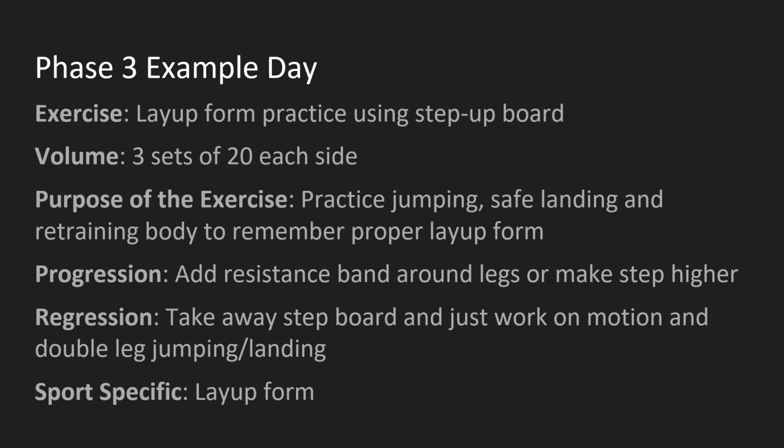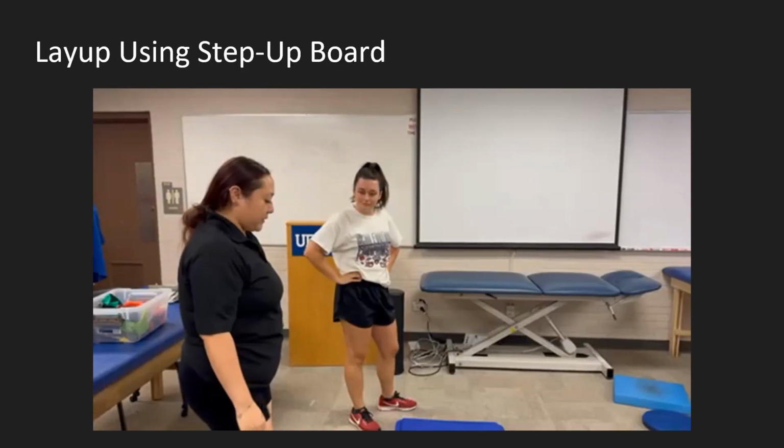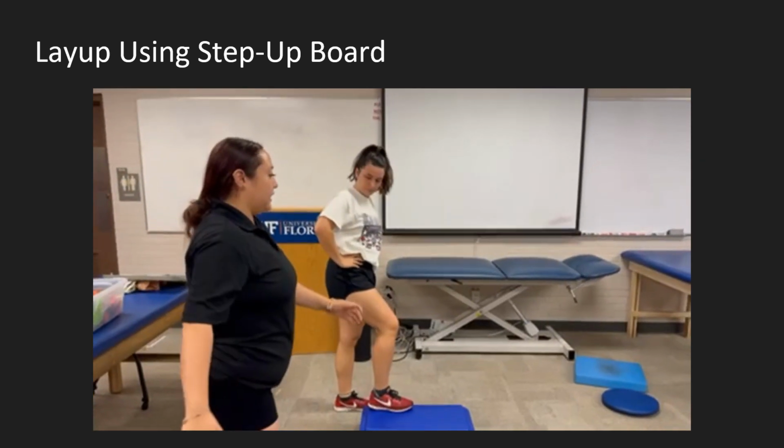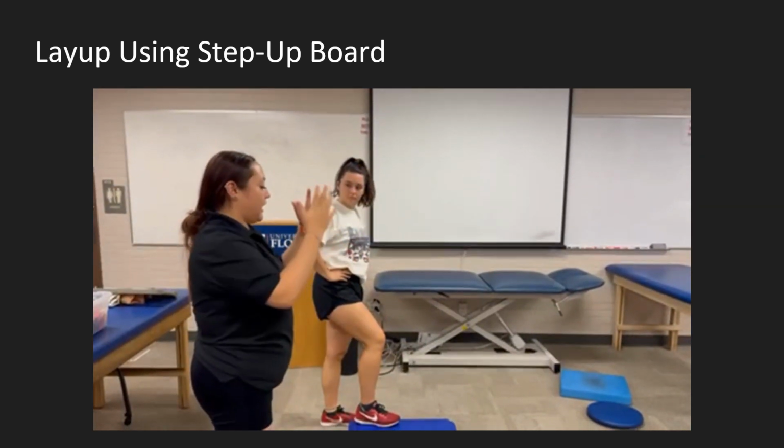form. For progression, we can add a resistance band around the legs or make the step higher. And for regression, we can take away the board and just work on the motion, or regress to double leg jumping and landing. So for sport specificity, we're talking about the layup form here. Here's the video of that exercise as an example.